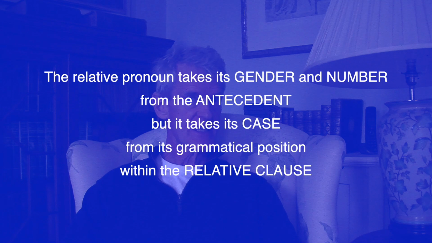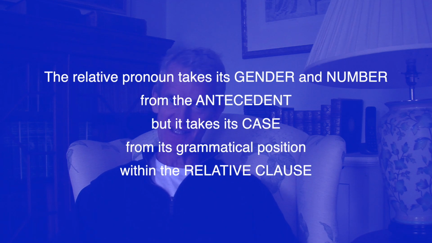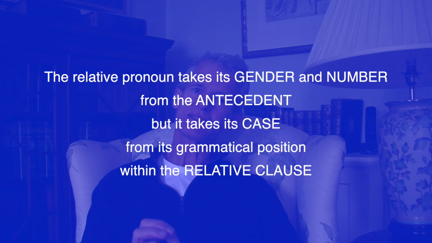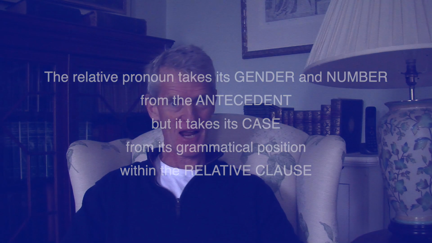Okay, now, it's really important that we understand this concept of an antecedent, because we're now going to move on and look at a really important rule about relative clauses in Latin, which is that the relative pronoun in Latin takes its gender and its number from the antecedent, but it takes its case from the grammatical position of that pronoun within the relative clause. Okay, now that sounds like a hell of a lot to take in.